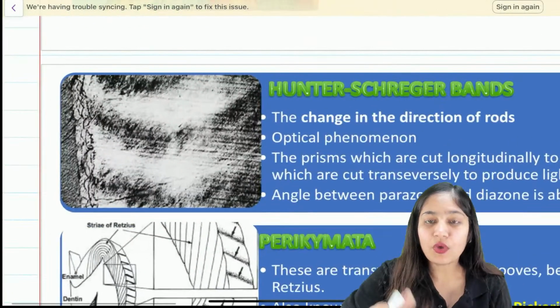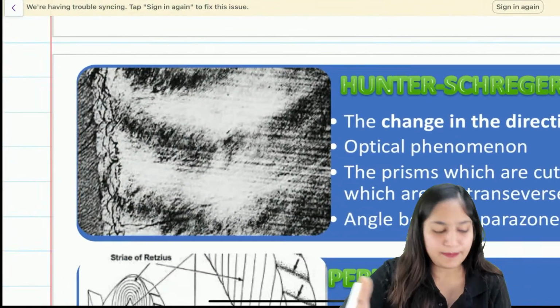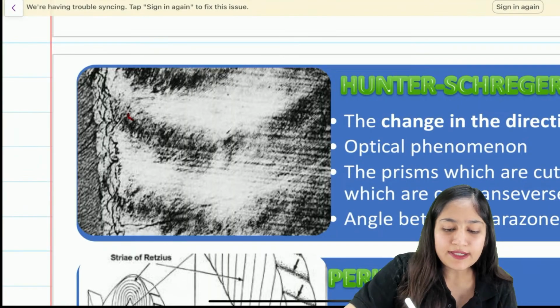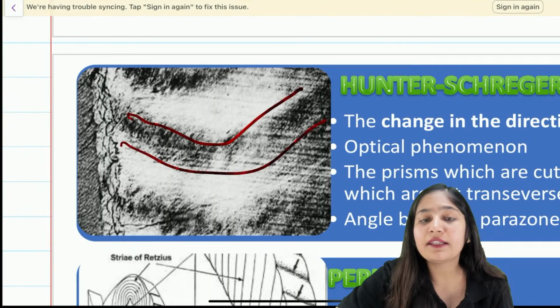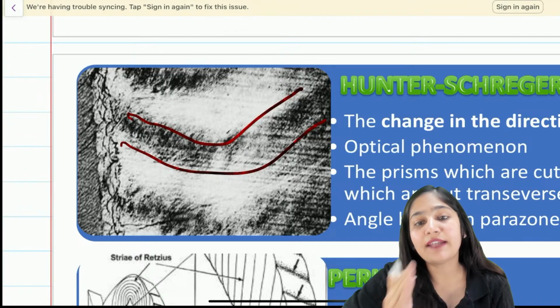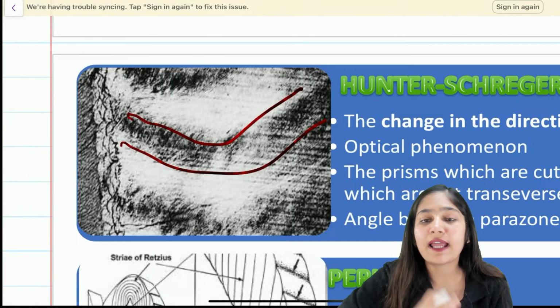Now coming to our other options, you can be asked an image-based question. So here you can see light and dark bands. These are Hunter-Schreger bands. Light and dark bands. Dark bands, diazones, light band, parazones.